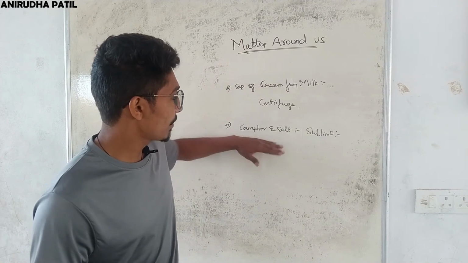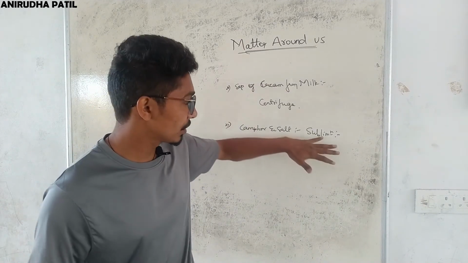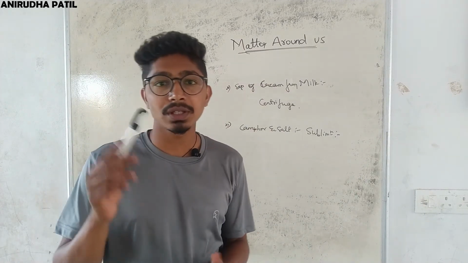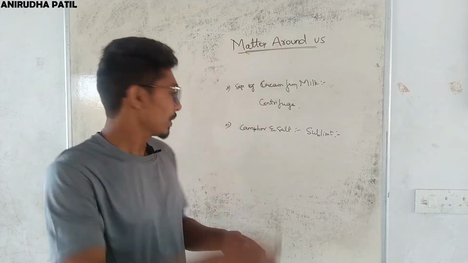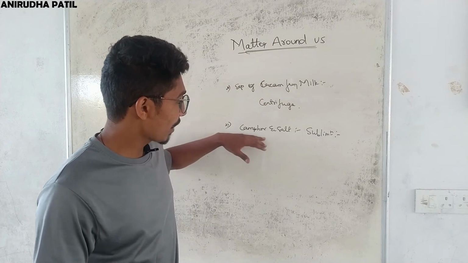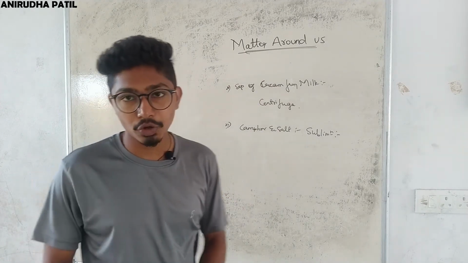Now how can you separate a camphor and salt mixture? Using the process of sublimation. The process of sublimation is nothing but converting a solid directly into vapor form. So camphor evaporates and salt remains at the bottom, okay.